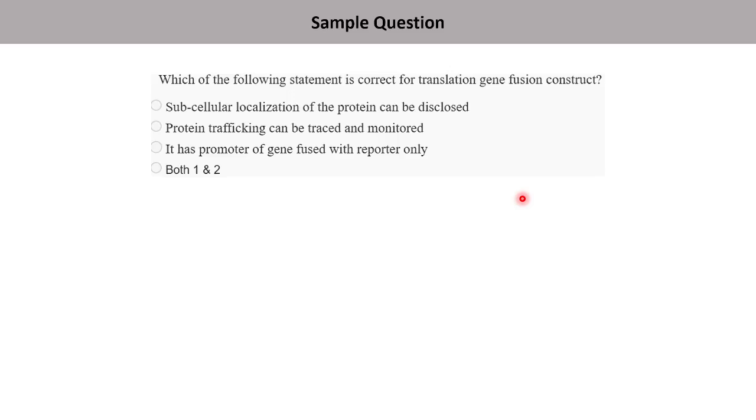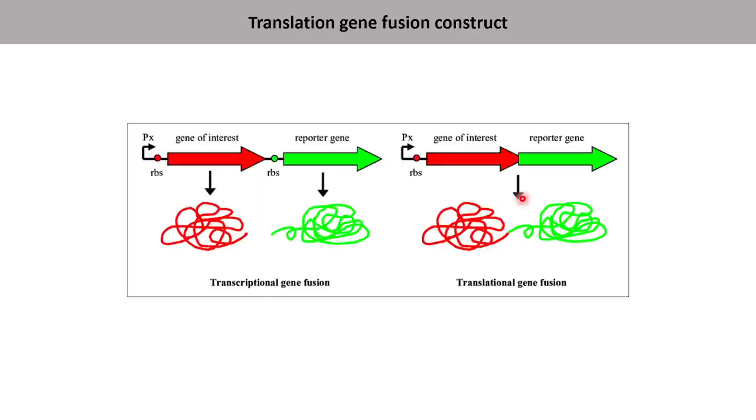It has a promoter of gene fused with reporter only. No, the promoter of the gene is not fused with the reporter only. Instead, the promoter of the gene is fused with both gene and the reporter. So the third option is wrong. First and second is correct. So the correct answer to this question will be both 1 and 2. I hope this question is clear. We'll move ahead to the next question.